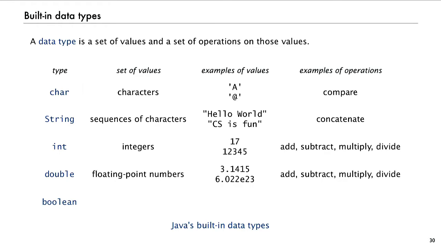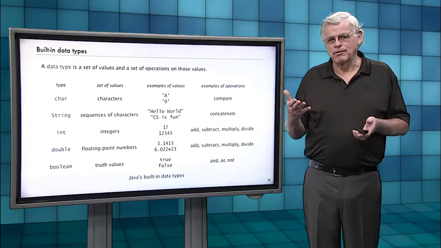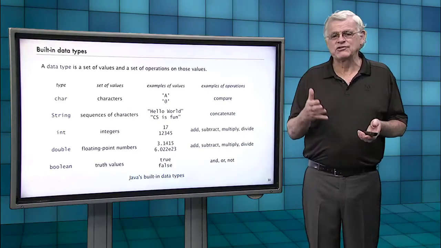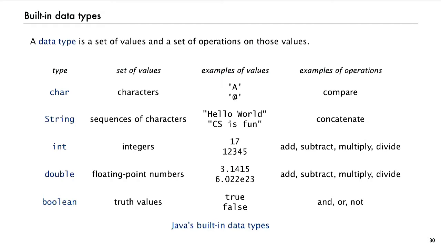And then there's a data type called boolean. The set of values for boolean is just truth values, true or false. The operations that we can perform are and, or, and not. We'll talk about each one of these in more detail next, along with programs that use basic operations to manipulate variables that are of these types of data.